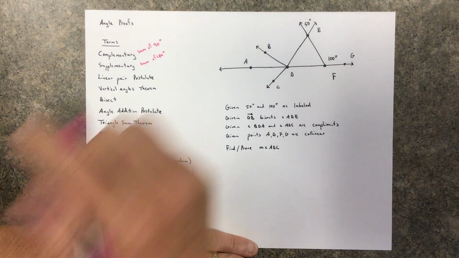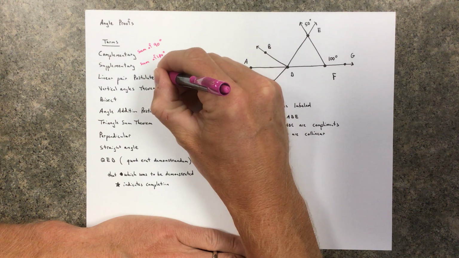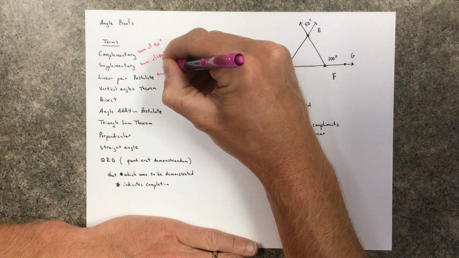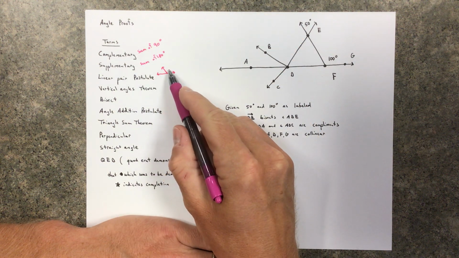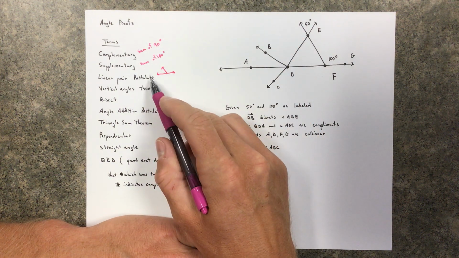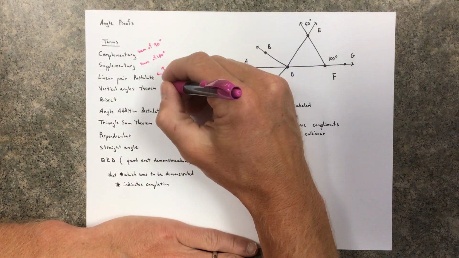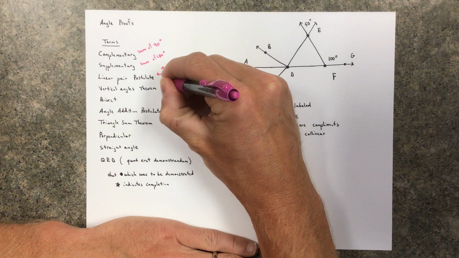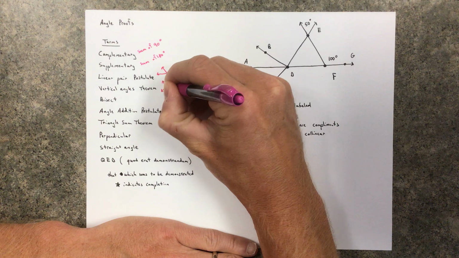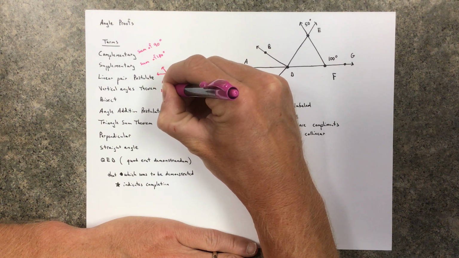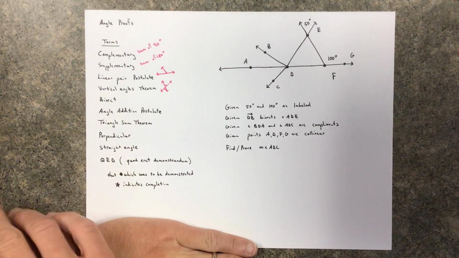The linear pair postulate, right? We're talking about taking a line and then arbitrarily breaking it up with a ray or maybe another line, and then the two angles form a linear pair, which we know then have a sum of 180 degrees, right? The vertical angles theorem says that if we have vertical angles, like that angle and that angle, those angles are congruent.